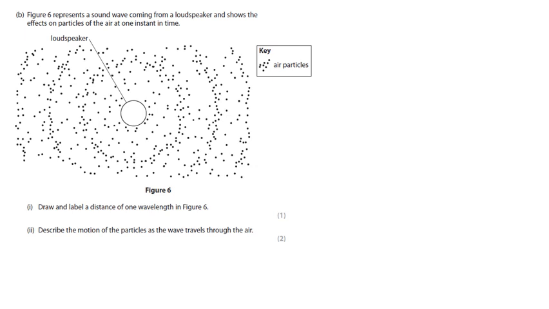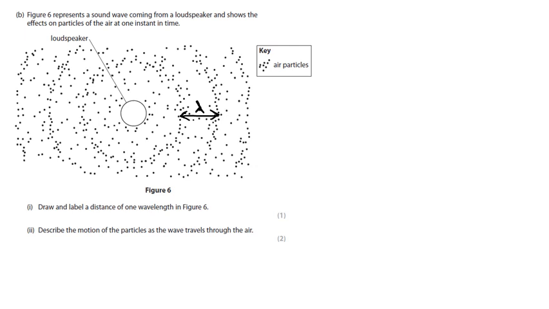For part B, we've got some loudspeaker in the middle here, and it is giving out sound waves. Draw and label a distance of one wavelength in figure 6. Well, the bits where the particles are close together, they're the compressions. So we draw from one compression to the next compression. And that is the wavelength. So let's label that with lambda like we usually write for wavelength.